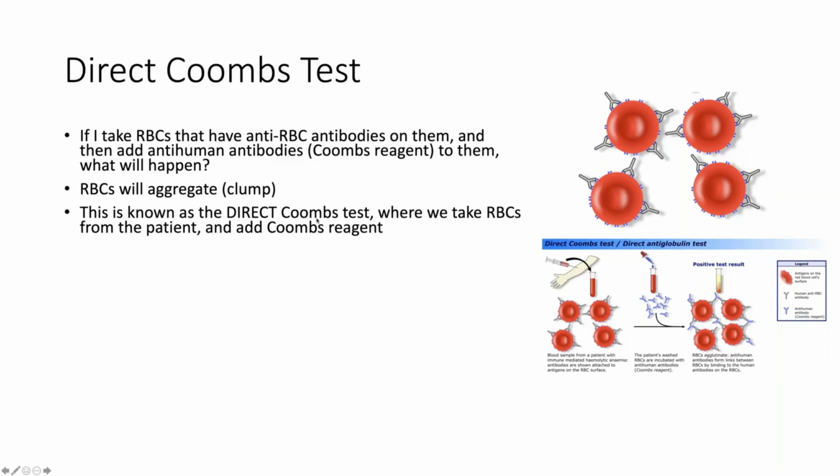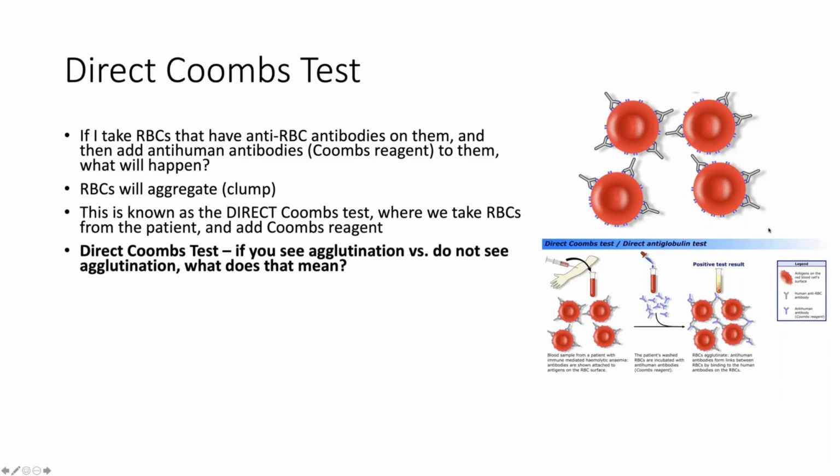So this is what's known as the direct Coombs test, right? You're taking RBCs from the patient and you add the Coombs reagent. And so for the direct Coombs test, if you see agglutination versus if you do not see agglutination, what does that indicate? Whether there is presence of antibodies against proteins on the red blood cells or not, if there is agglutination.